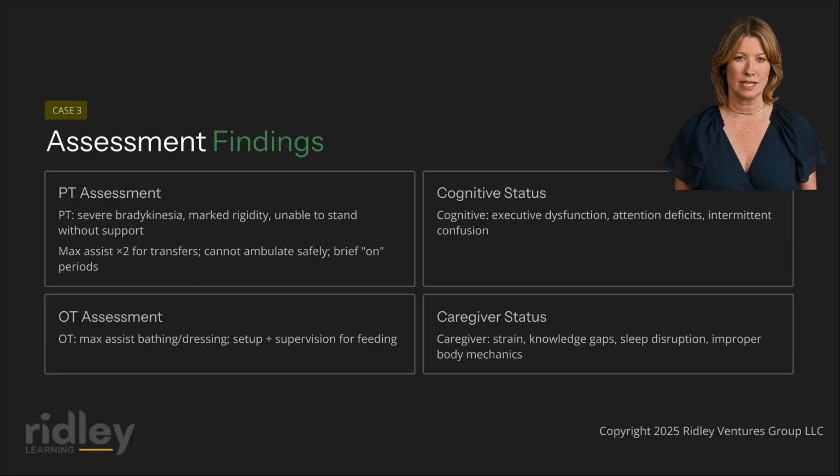Physical therapy examination reveals severe bradykinesia, marked rigidity, and postural instability with inability to maintain standing balance without support. Functional mobility is severely limited, requiring maximum assistance of 2 for transfers, and unable to ambulate safely even with assistive device and maximum assistance. He demonstrates significant motor fluctuations with brief on periods characterized by moderately improved mobility and longer off periods during which voluntary movement is minimal.